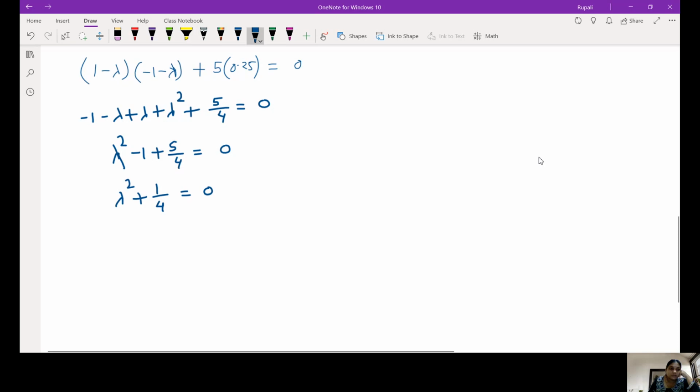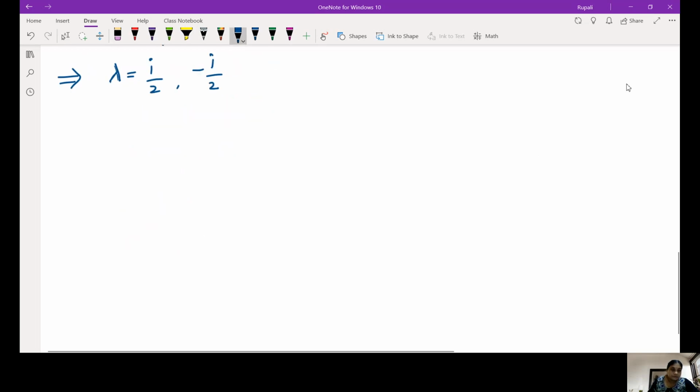So if we simplify this, we will get lambda square plus 1 by 4 is equal to 0. If I find its roots, what I will get? Lambda is equal to i by 2 and minus i by 2. Therefore, sigma of A, meaning all eigenvalues of A, is i by 2 and minus i by 2.